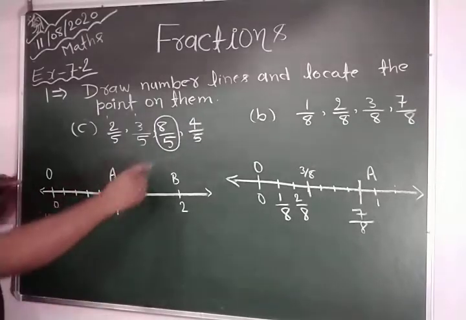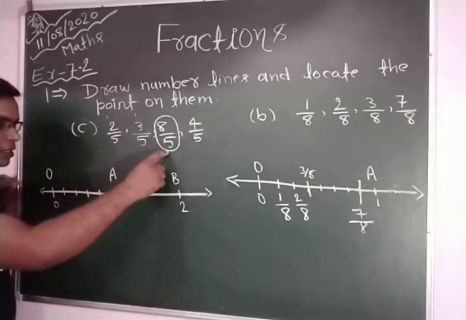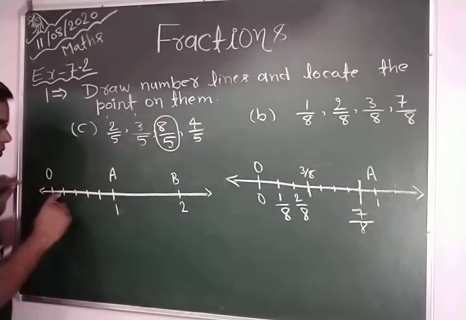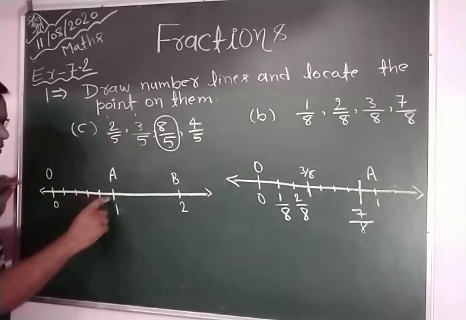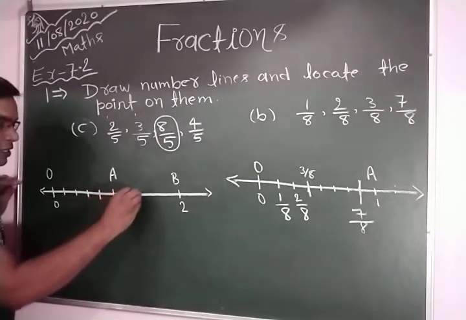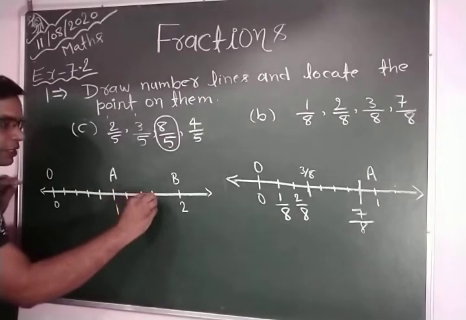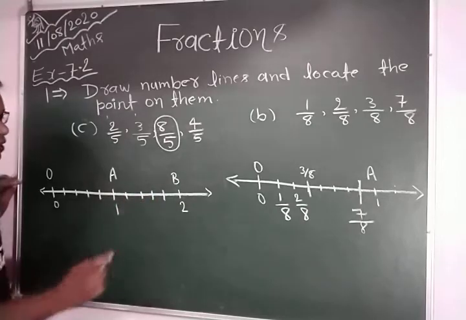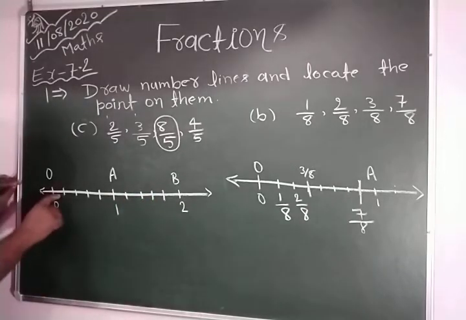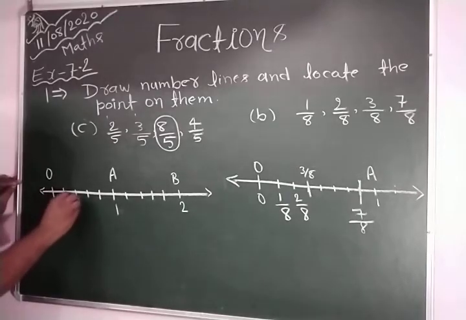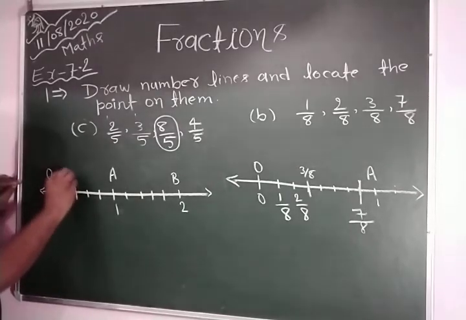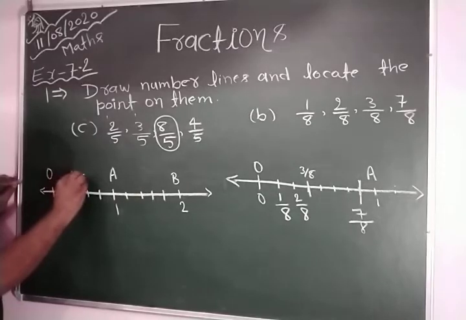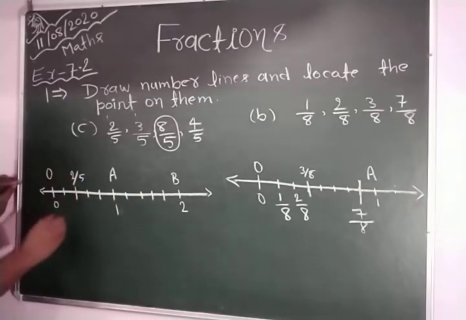Okay, and 8 by 5 is an improper fraction, so we need to plot 8 by 5. So 1 part, 2 part, 3 part, 4 part, 5 part. This is 6 part, this is 7 part, this is 8 part, 9 part, 10 part. Okay, so 1 by 5, this is 1 by 5, this is 2 by 5. This part is, we can say, 2 by 5.